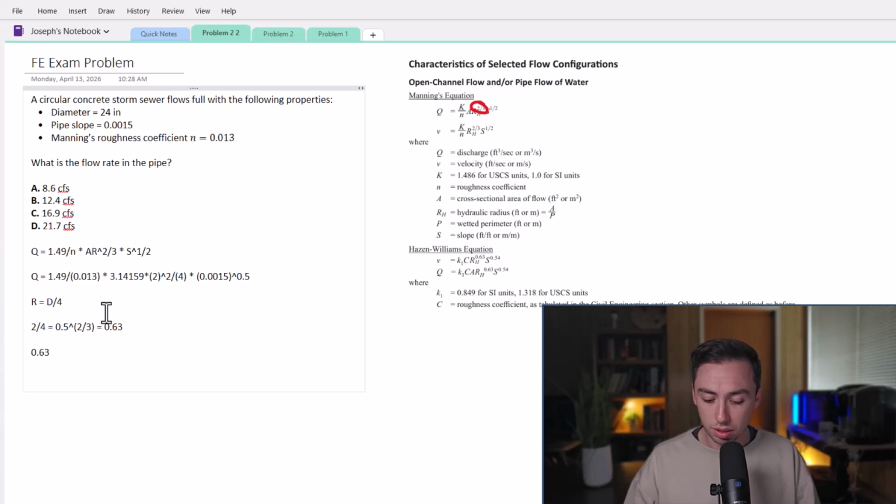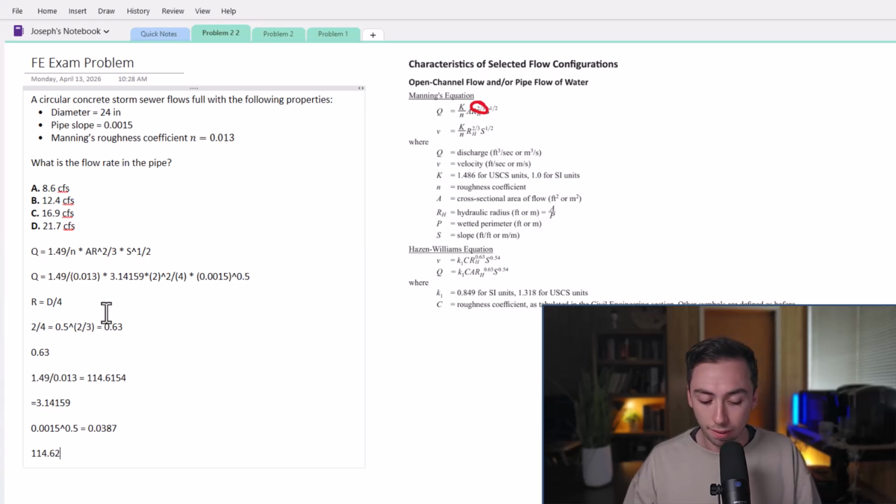So let's solve all these little bits and pieces here. 1.49 divided by n. n was 0.013. That equals what? 114.615. Then we had 2 squared divided by 4. So that's just going to equal 1. So that's just going to equal 3.14159. That's pretty easy there. And then our slope, 0.0015 raised to the 0.5 power equals 0.0387.